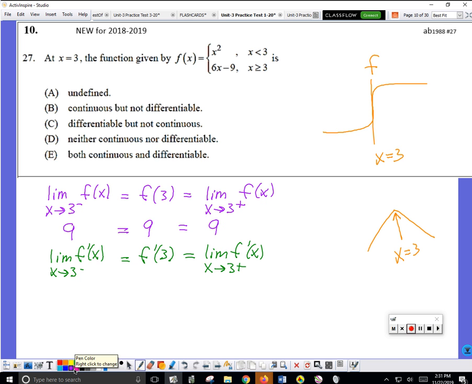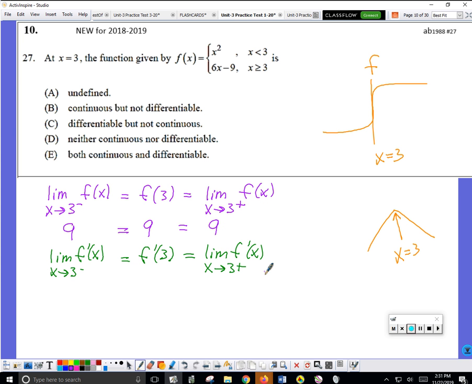That's why we're checking. So what does the symbol f prime mean? The slope of f. So this is finding a slope on f. Where is this finding a slope on f? Left of 3. What is this doing? Finding a slope on f right of 3. If those two slopes aren't the same, you have a corner. Okay, so that's why we're doing this.